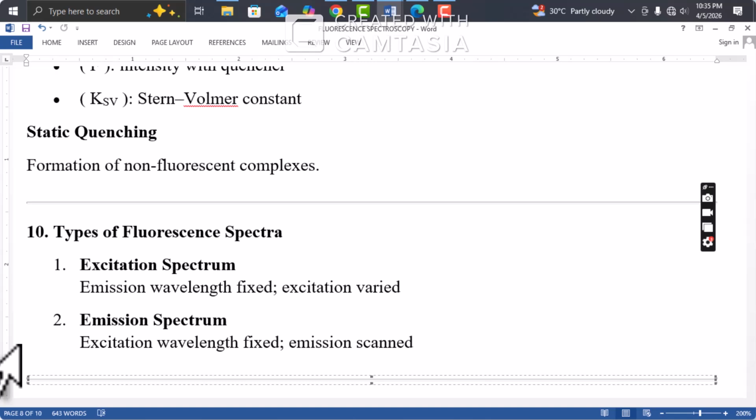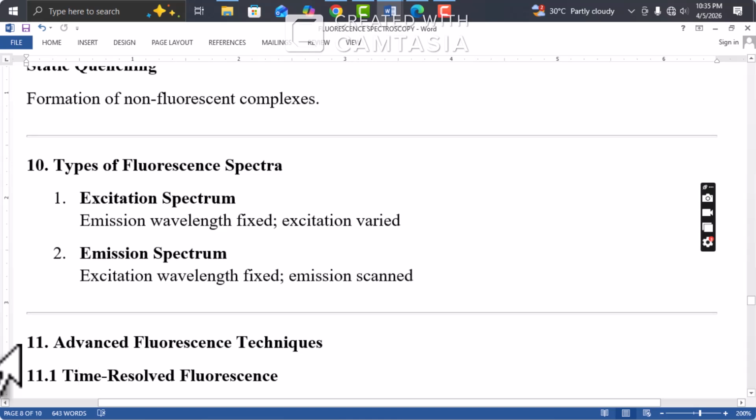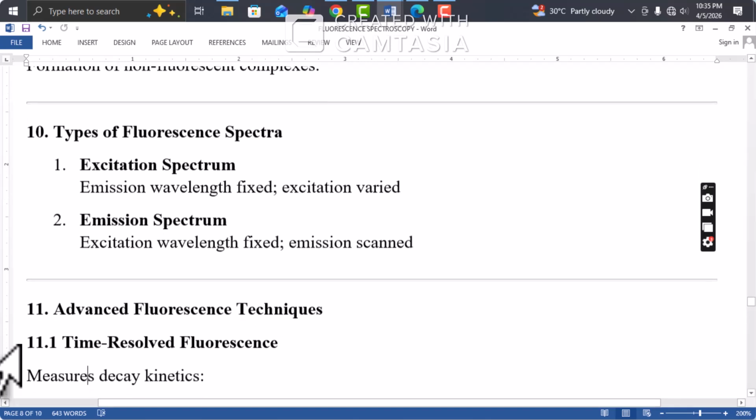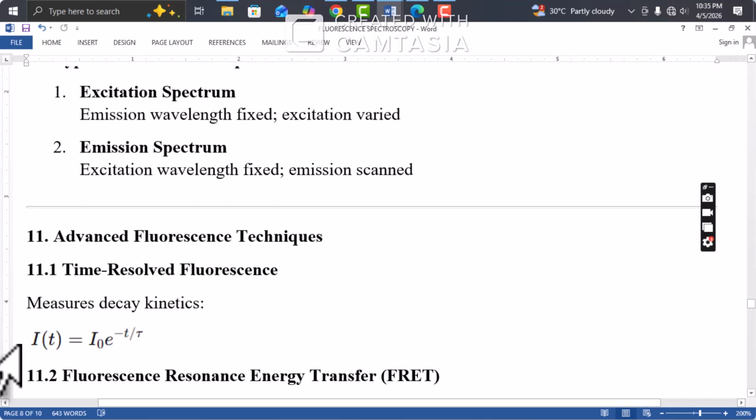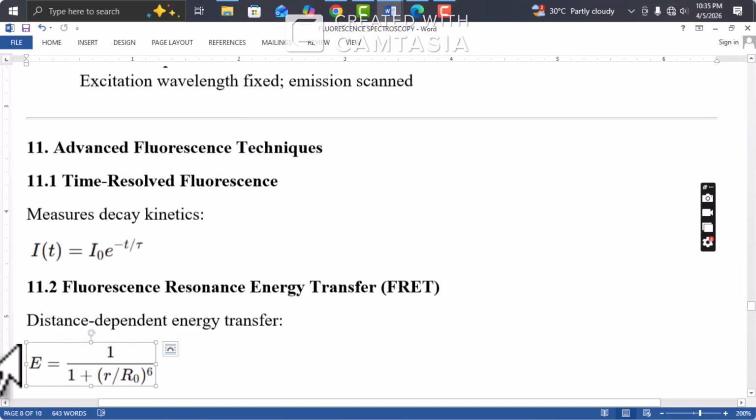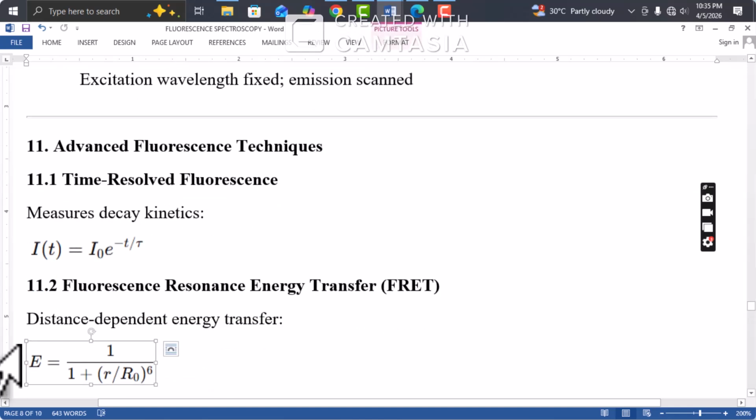So take note of the two types. I will be giving you some examples of my own personal spectra as we move on. Then these are advanced fluorescence techniques, so I'll not be going deep into it, but these are very, very important. Okay. So there's the time resolved fluorescence.